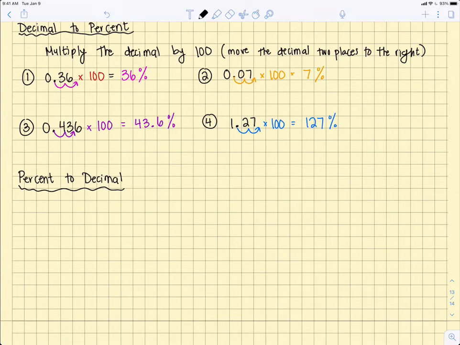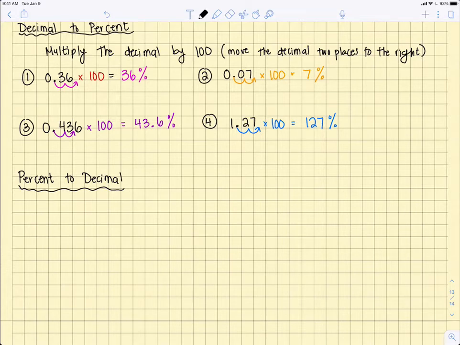Right, we are going to begin our journey backwards. We've made it from fraction to decimal to percent, and now we're going to go from percent to decimal and then back to fraction. We're going to go back to where we started, okay? So in order to go from a percentage to a decimal, you'll notice that it's actually quite the opposite of moving from decimal to percent.